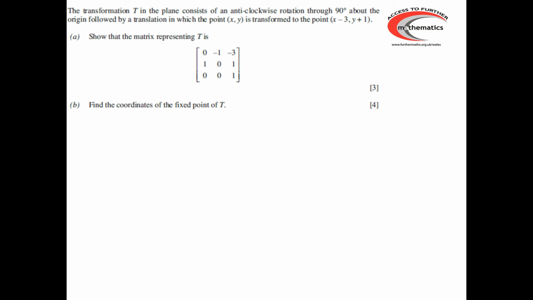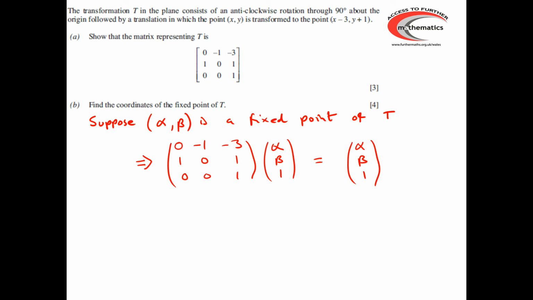Moving on to the second part of the question, we have to find the fixed point of T. So if alpha beta is a fixed point of T, then that means that when we apply our matrix to the vector alpha beta 1, we must get the answer alpha beta 1. So performing the multiplication, we've got minus beta minus 3, alpha plus 1, 1 must equal alpha beta 1.